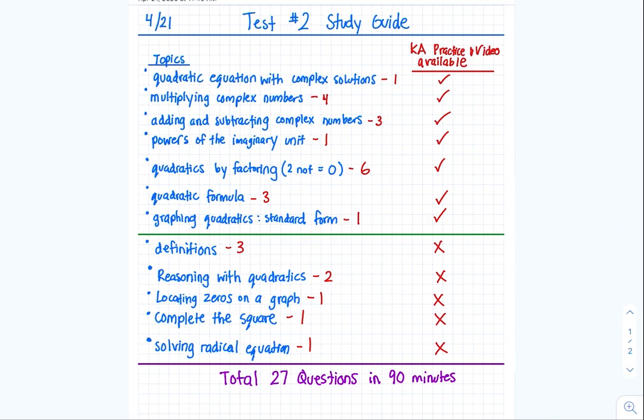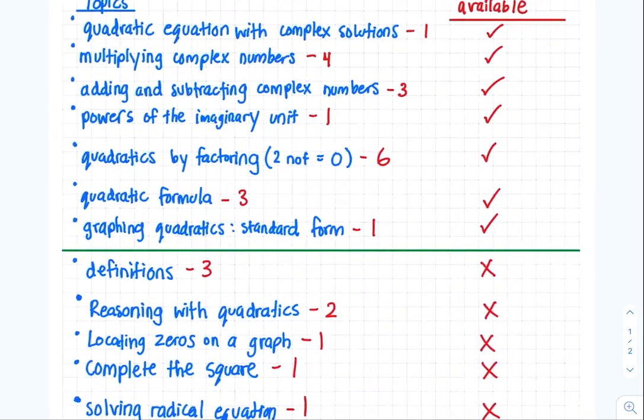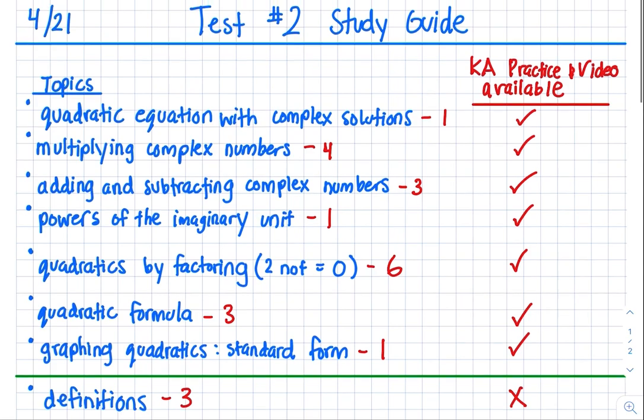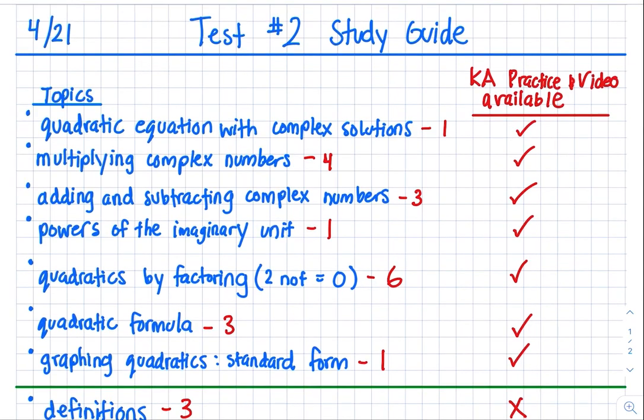All right. So first order of business is the top part. Let's look at these topics. I wrote down the same topics that are in your Khan Academy assignments that I've assigned you. This number right here reflects that there's one question on your test regarding that topic. So in Khan Academy, you are going to have quadratic equation with complex solutions, one question.